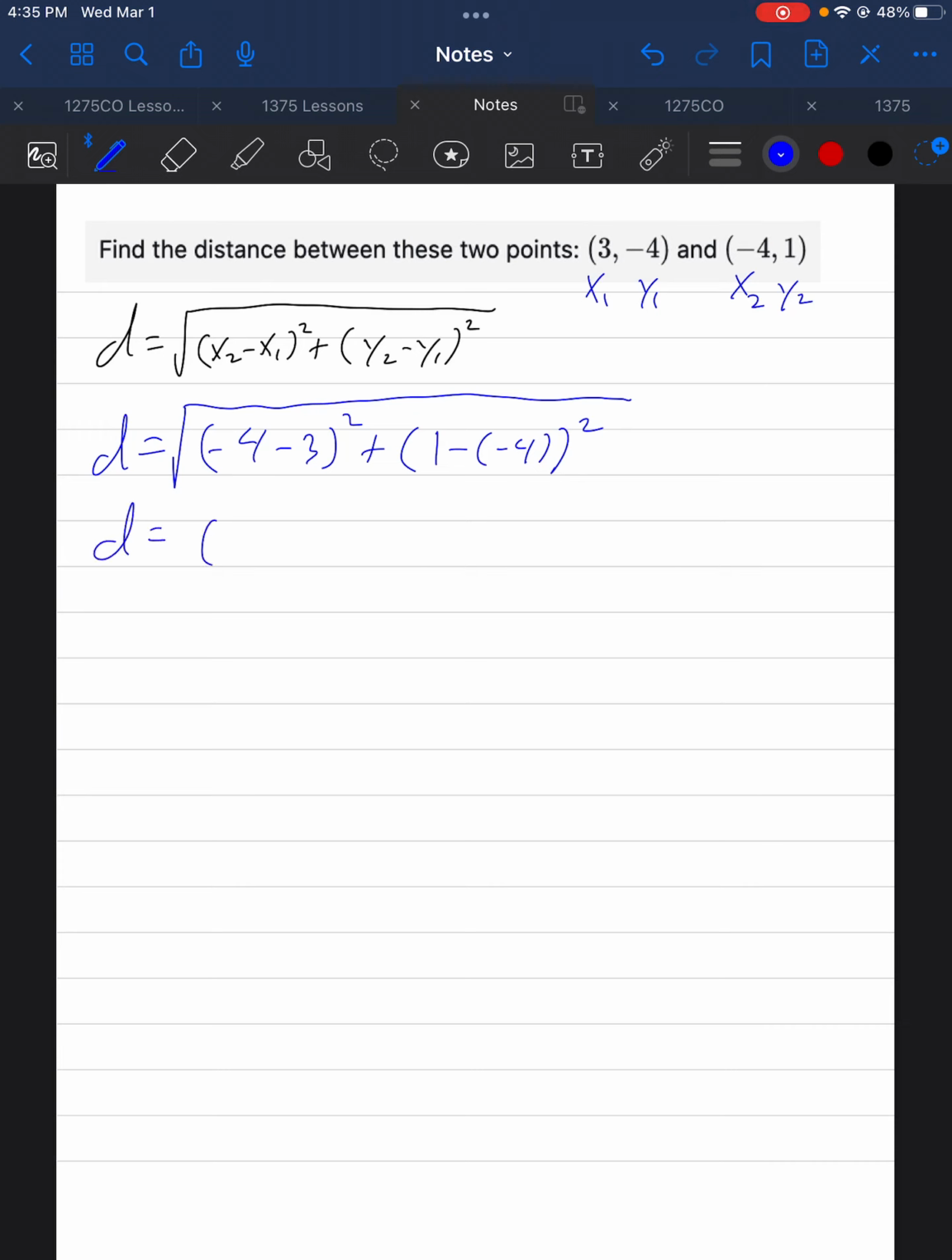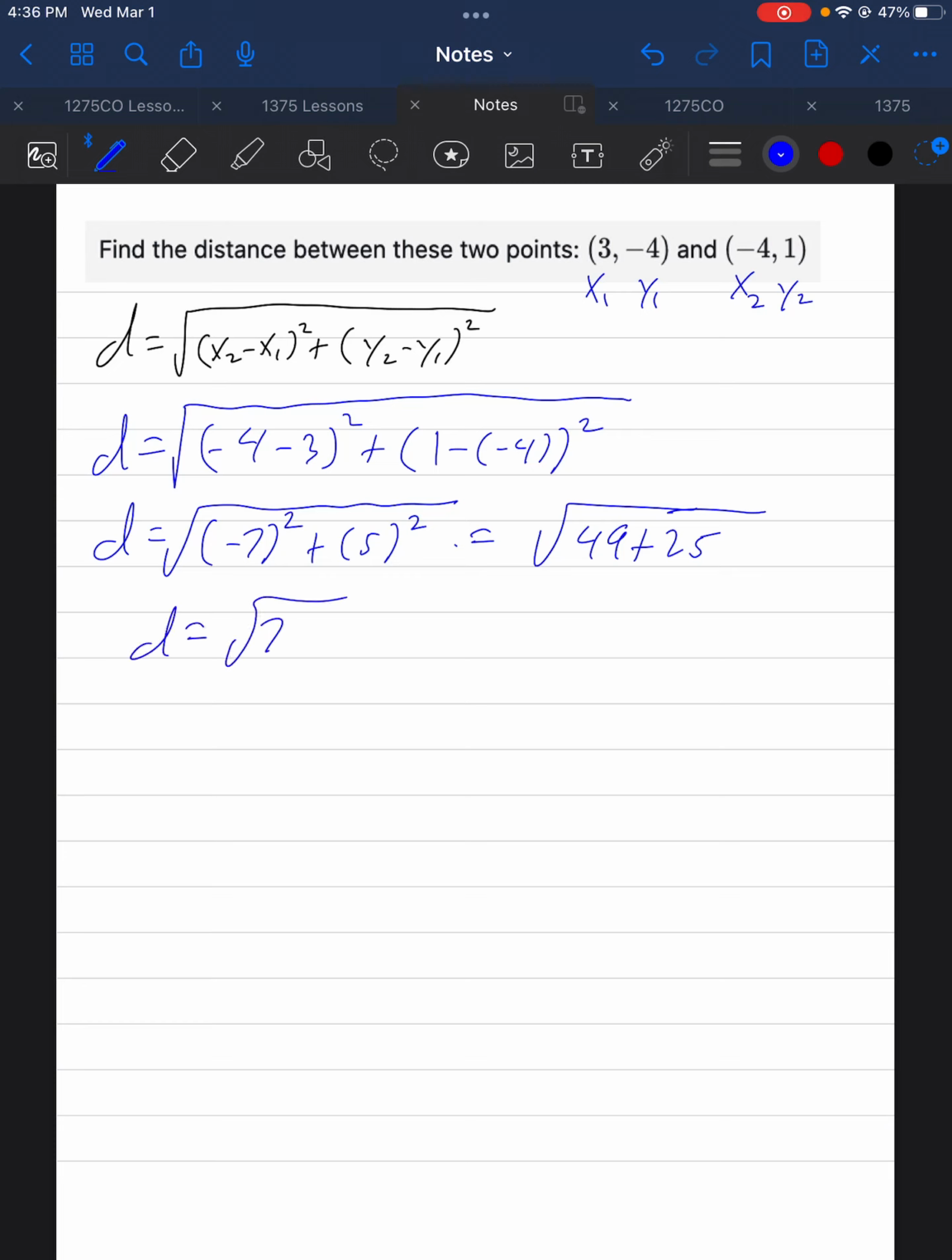So d is equal to negative 7 to the second power plus 5 to the second power as a result of that subtraction. And that's going to be equal to 49 plus 25, and it's all inside the radical. And that means d is equal to the square root of 74. And if this is a perfect square, then simplify it. But since it's not, then we can leave this alone.